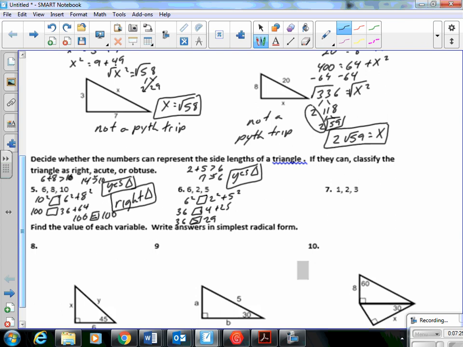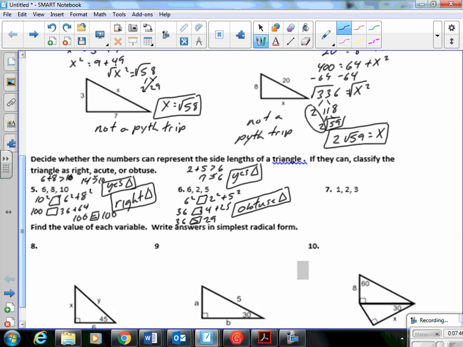And since the c squared term is greater than the a squared plus b squared, then we know that this is an obtuse triangle. If c squared is less than a squared plus b squared, then it's an acute triangle. And of course, we already know if it's equal, it's a right triangle.